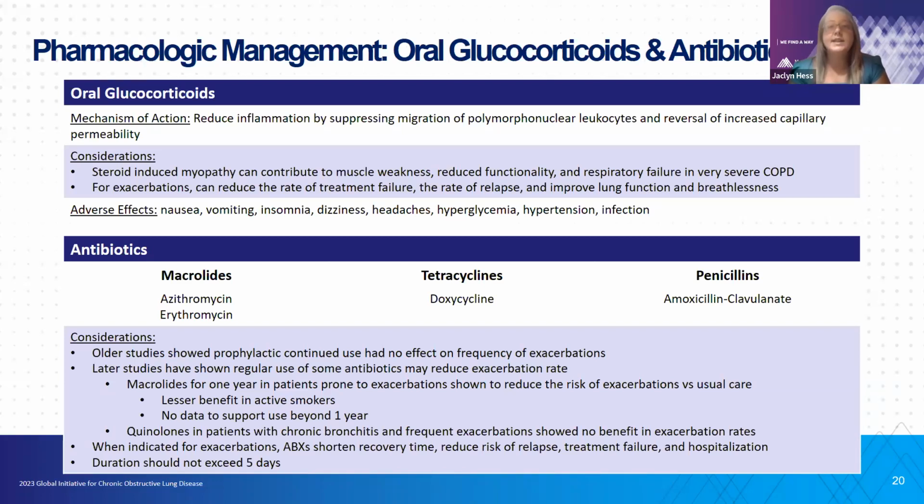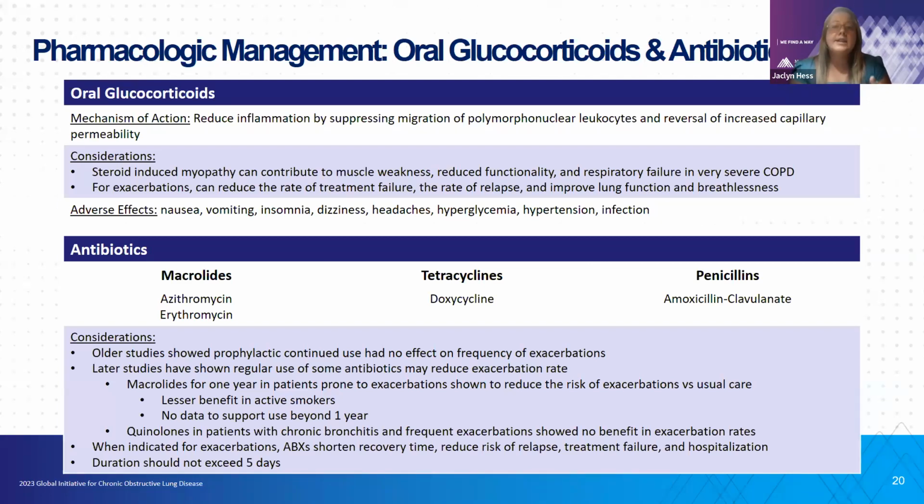using a macrolide daily or 3 times a week for 1 year was shown to help reduce the risk of exacerbations. And they did note that this was to a lesser effect in active smokers, which is why we typically don't utilize it in that population. And then just to note that there is no data to support the use of these agents beyond 1 year.